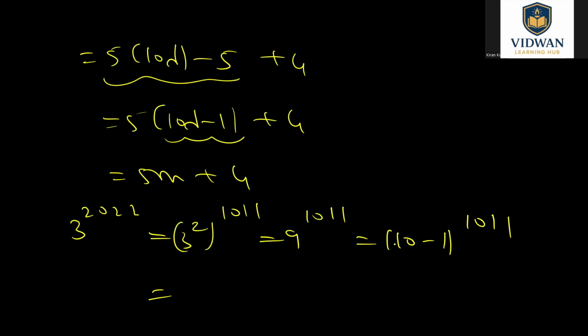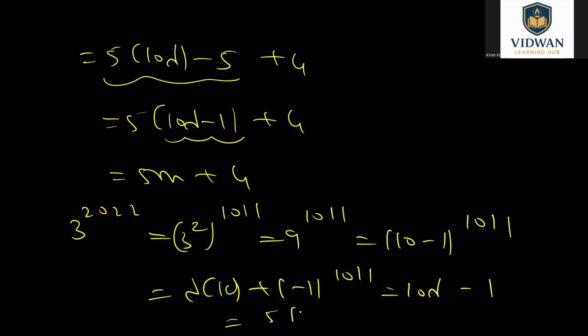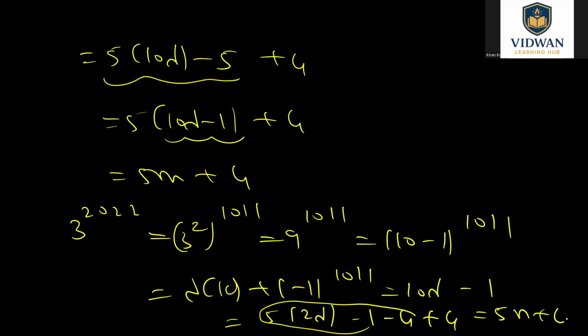So this will be like x minus a power n. So lambda into x is lambda into 10 plus minus 1 power 1011. So that is 10 lambda minus 1. Again, because divisibility is with 5, take this as 5 into 2 lambda, and you have minus 1 here, add and subtract 4. So this will become a multiple of 5 plus 4 again. So multiple of 5, so 5n plus 4.